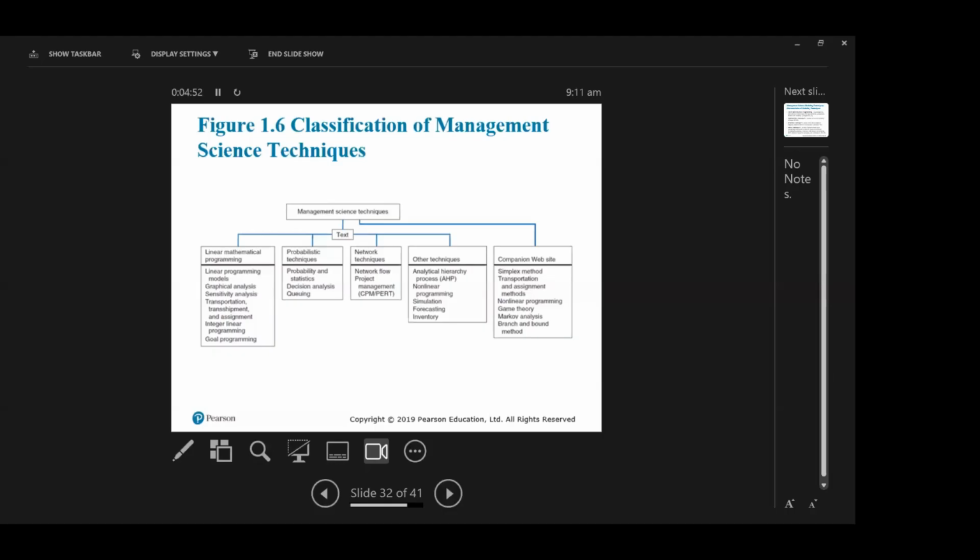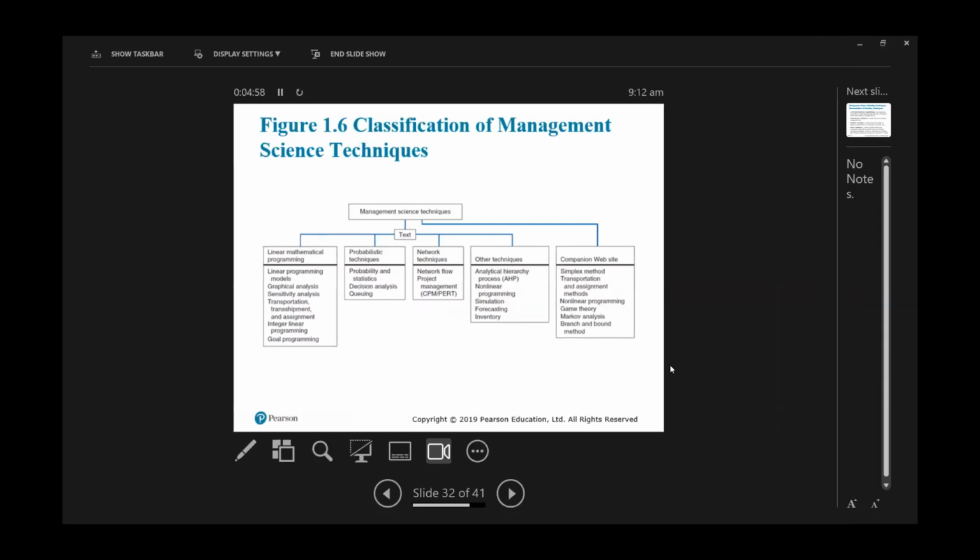techniques. And a lot of us have done probability and statistics. And then we have decision analysis. And then QE models. They fall under probabilistic techniques. Then we have network techniques or network models. And these network models entail network flow models and then project management models. We'll deal with at least project management models.